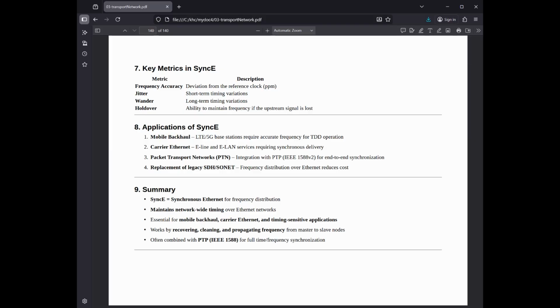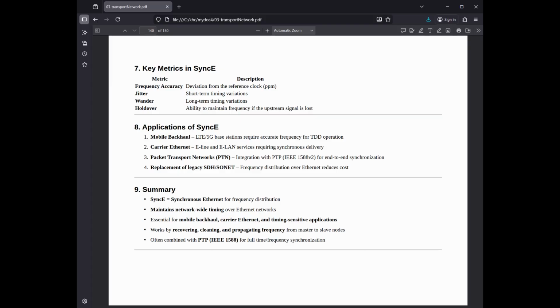2. Jitter refers to the short-term, high-frequency variations of the clock pulses, deviations greater than or equal to 10 Hz. The metric is measured in unit intervals, UI. The cause: often caused by electronic noise, thermal changes, or internal circuitry. SyncE solution. The Ethernet PHY and the clock's phase-locked loop, PLL, act as filters to smooth out these high-speed wobbles before the signal is passed to the next device.